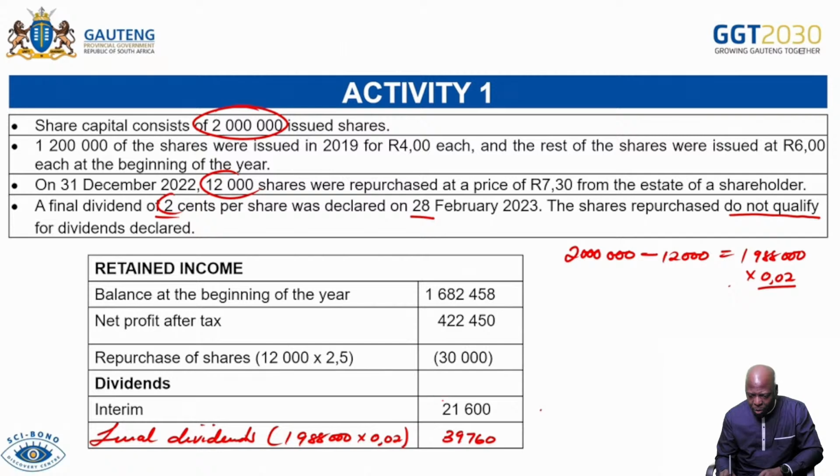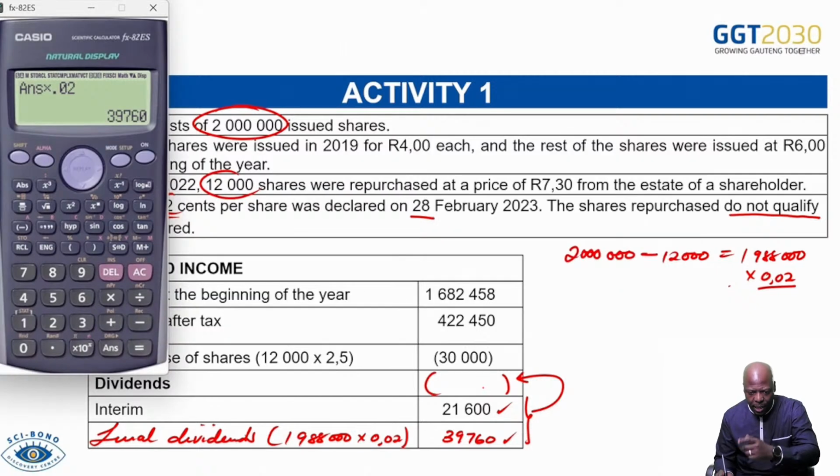And once I have my final dividend, I know that I must add these two amounts and bring it here at the top. So it's my 21.6 plus 39,760. Please have your calculators close. How much do you get if you say 21.6 plus 39,760? Okay, let's do it together.